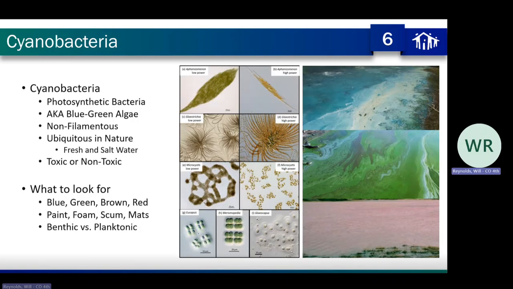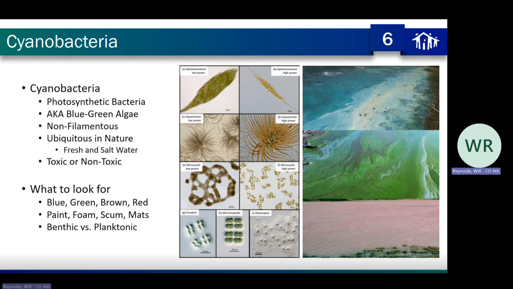So getting into a little bit more specific language about cyanobacteria. These are photosynthetic bacteria, which means that often they've been confused for algae. The name blue-green algae is synonymous with cyanobacteria, and you can see in the pictures on the right different examples of cyanobacterial blooms and the associated colors. So you might see blue, green, brown, red. It can appear in the form of paint, foam, scum, or mats.